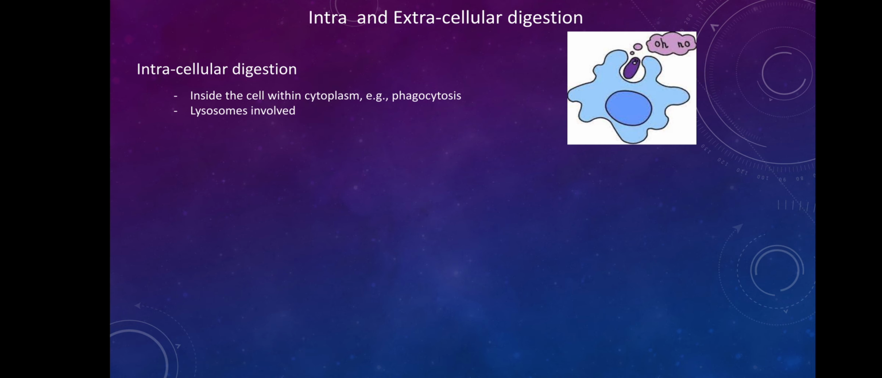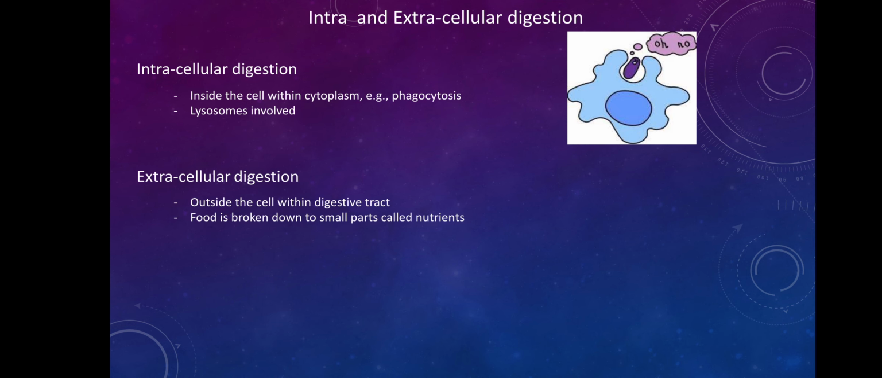Lysosomes are organelles that are involved in the digestive process. The breakdown is basically the breakdown of complex food to simple form inside the cellular cytoplasm. And then extracellular digestion is the form of digestion that happens within the digestive tract outside the cell. So during digestion, we break down food into smaller parts called nutrients that our cells can then utilise.